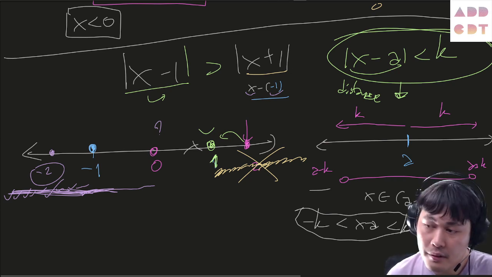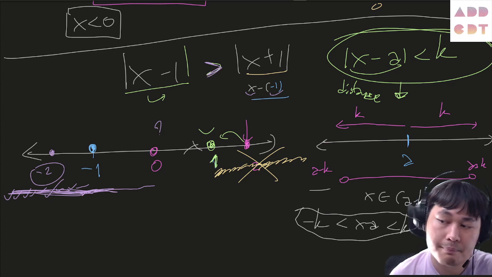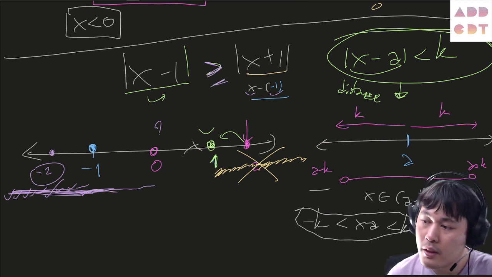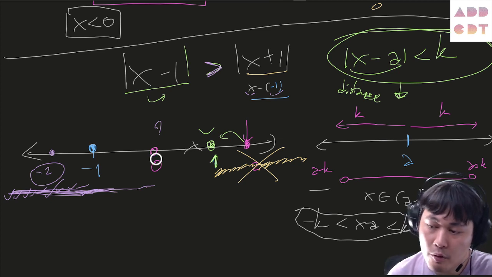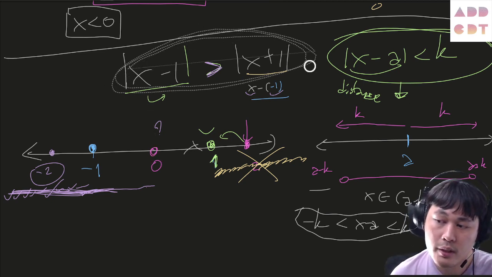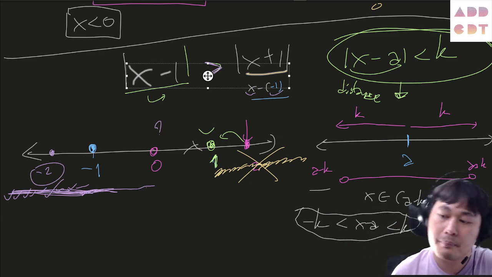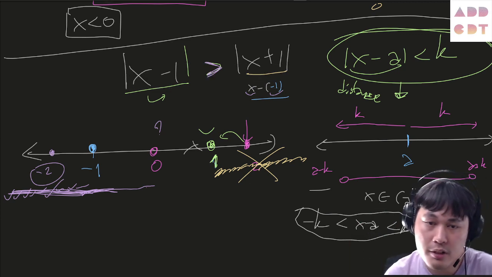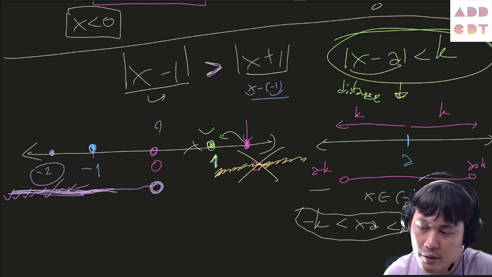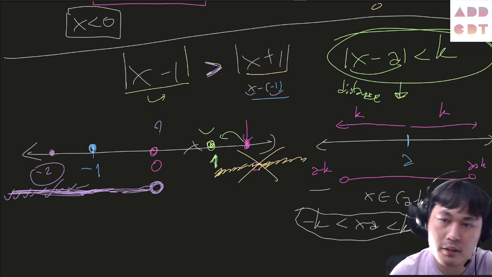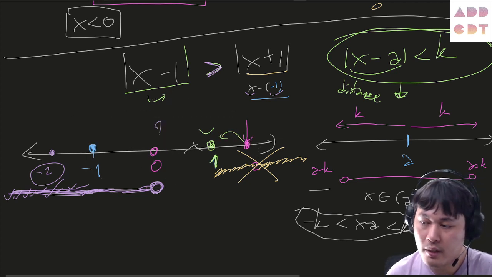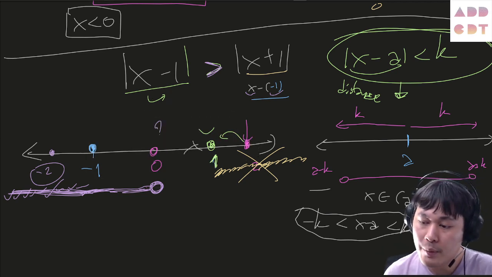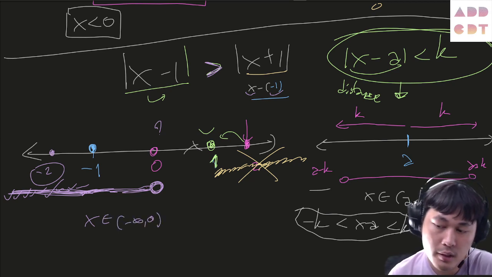And since we have a strict inequality, we don't have the equals here. So that means 0 doesn't count. Because if you plug 0 back into the inequality, the distances are the same, but we want the distance to be larger. So we don't count 0. We make it a hollow dot. And thus, using this geometric argument, we can see that the set of solutions is minus infinity to 0.